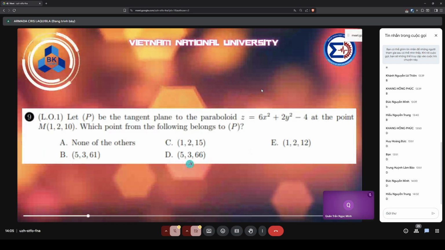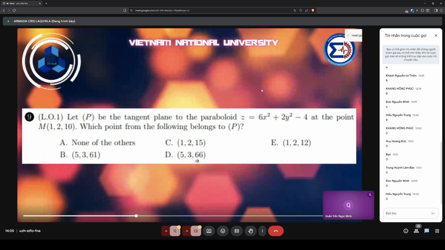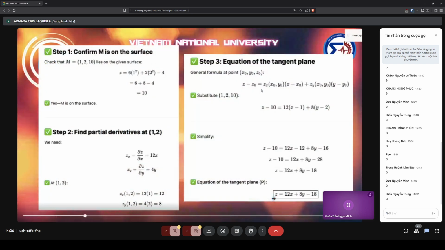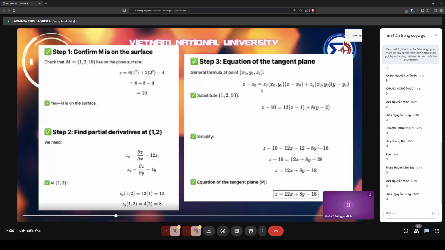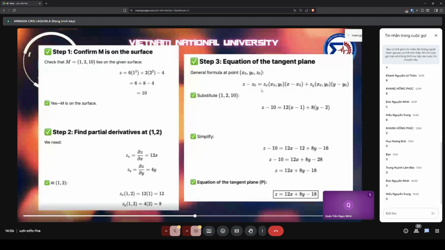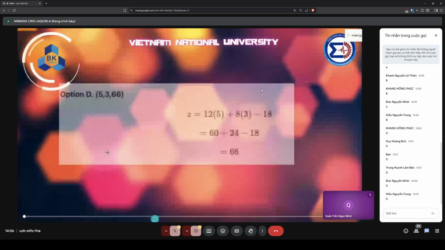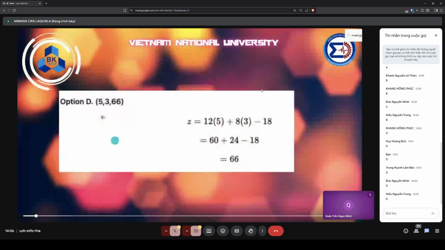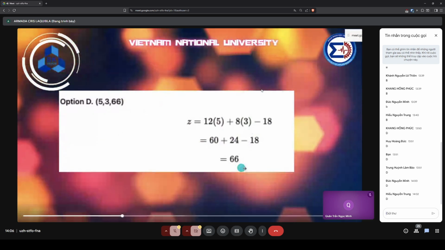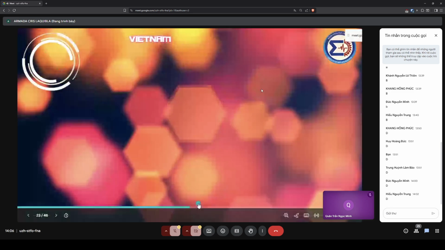The next points that we have are 5, 3, 61 and 5, 3, 66. So you try 5 and 3 in your x and y. What z can you solve there? Is it 66 or the one with 61? For 5, 3: 12 times 5 plus 8 times 3. That's 84. Then minus 18. We got 66. So 5, 3, 66 is the answer, because when you substitute 5 and 3 in your x and y, the answer is 66. So the answer is letter D. And all your answers there are correct.